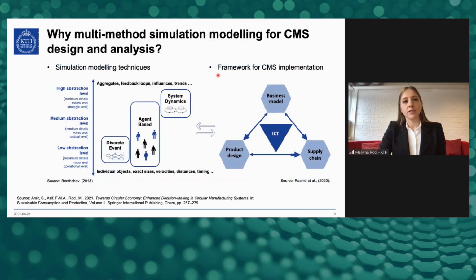And what we propose is using a multi-method simulation strategy because there are 3 major modeling paradigms. They are namely discrete event, agent-based, and system dynamics. As you can see here in the left-hand side, these simulation modeling paradigms serve different abstraction levels. And since circular manufacturing systems are dealing with different elements and there are different stakeholders involved in the system, different levels of abstraction are needed to actually be able to capture the complex and systemic nature of CMS.